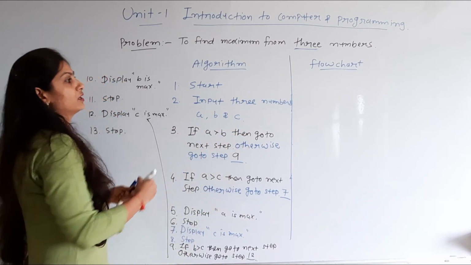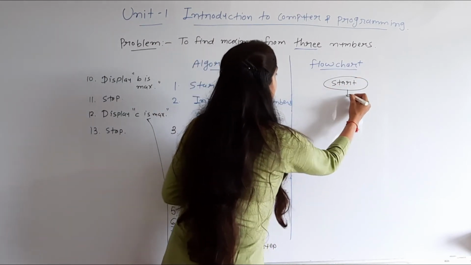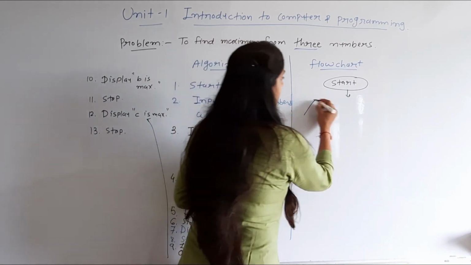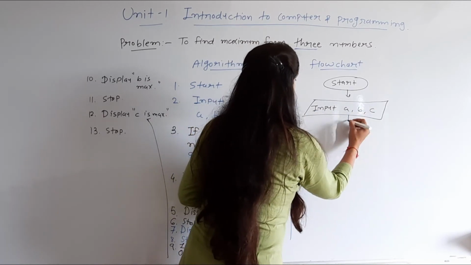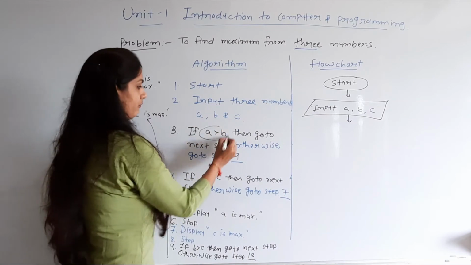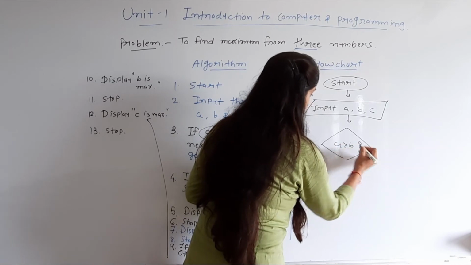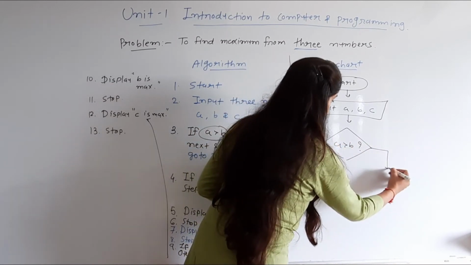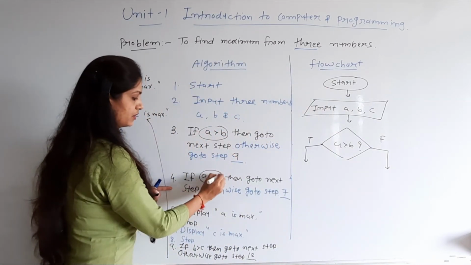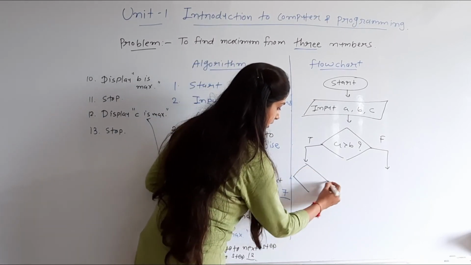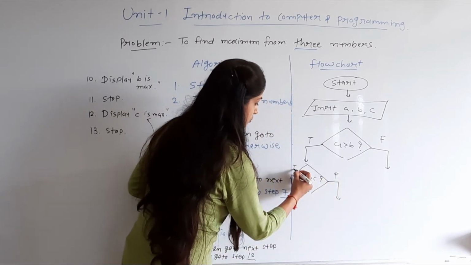Now draw the flow chart. So first is always start, and second is input. For input a parallelogram is used, input A, B and C. Now the first condition, that is A greater than B, question mark, true and false. Now true means go to the 4th step, that is again a condition, A greater than C, a diamond shape for a condition, A greater than C, question mark, false, and here is the true part.